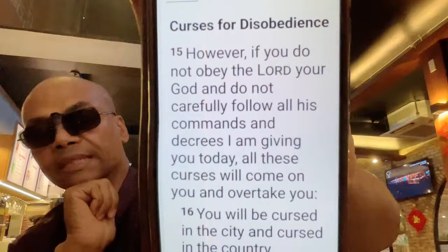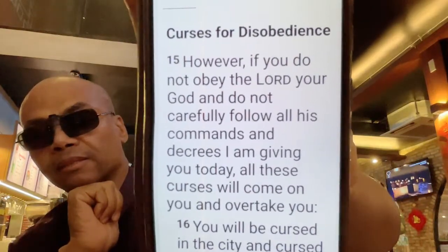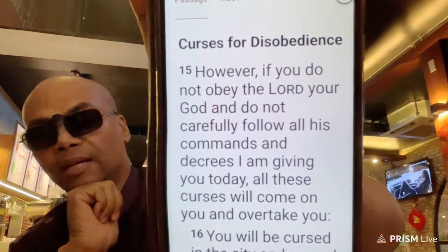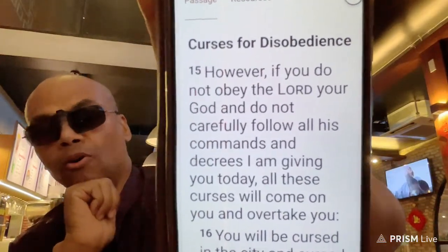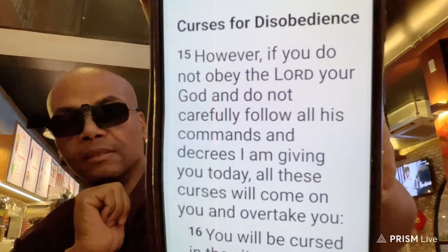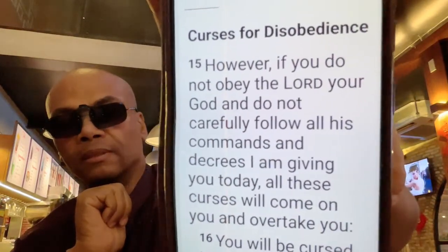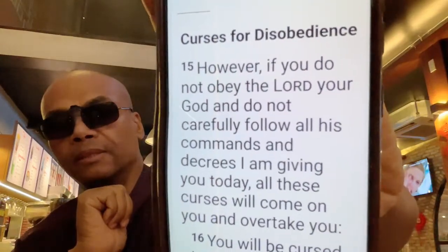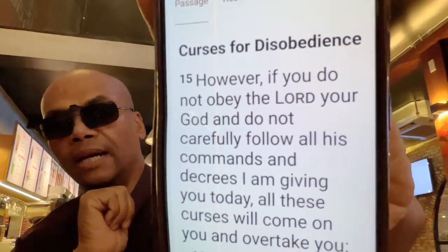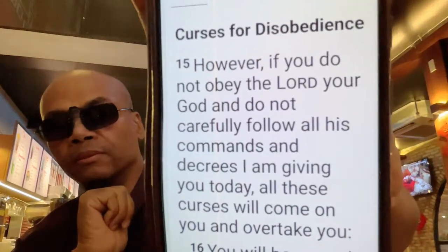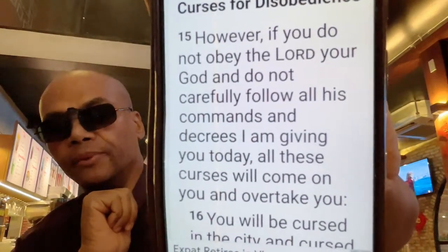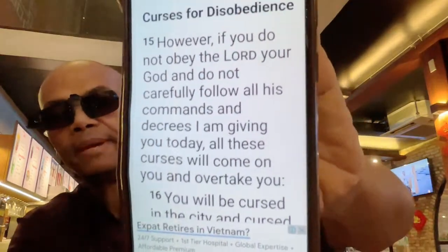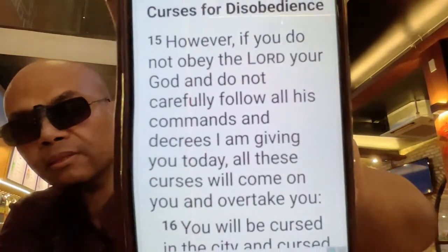In other words, not a command that he gave to Nehemiah, not a command that he gave to David or to Jesus. It says what? If you do not carefully obey the Most High your power and do not carefully follow all of his commands and decrees I am giving you today. That's Moses speaking. So the commands that were given to Moses through the Most High.